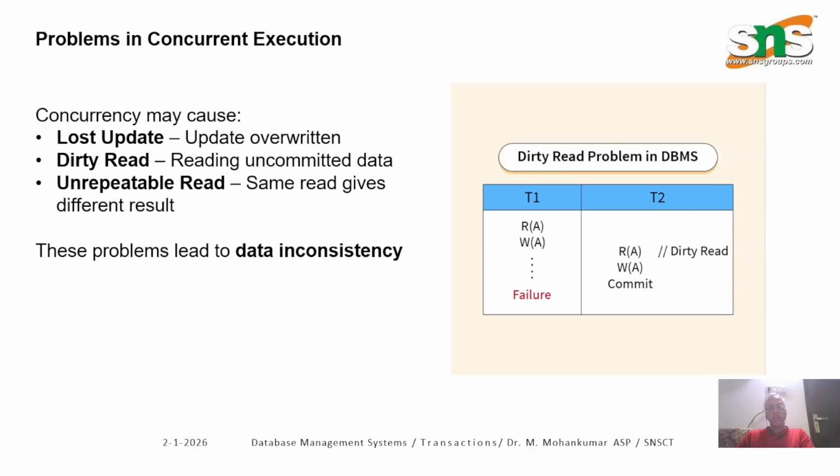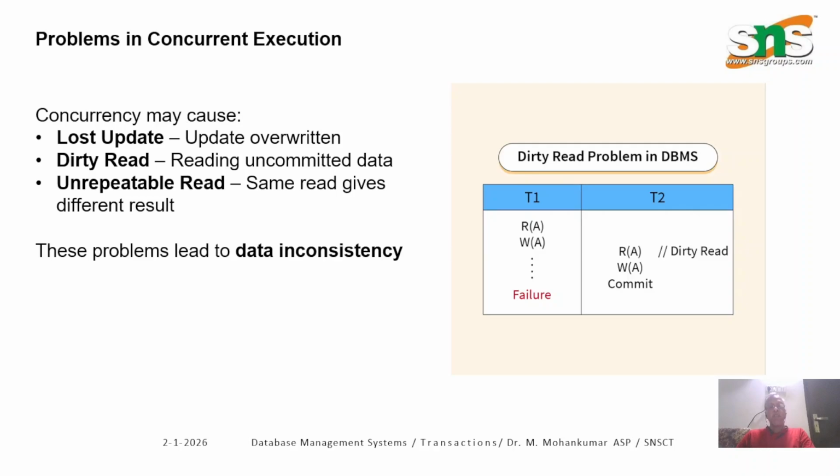Unrepeatable read: the same read gives a different result. For example, in student attendance, the first click shows one attendance percentage, the next click shows a different percentage, and the third click shows another different percentage, so people don't believe it, even though they trusted the system. If each time it shows the same information, people will feel that it is right data.